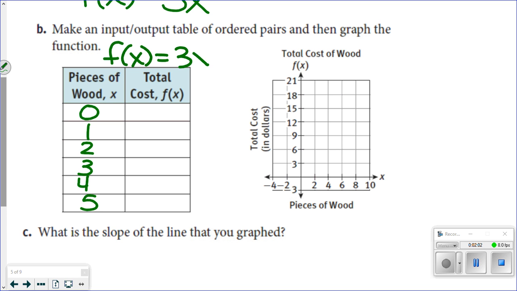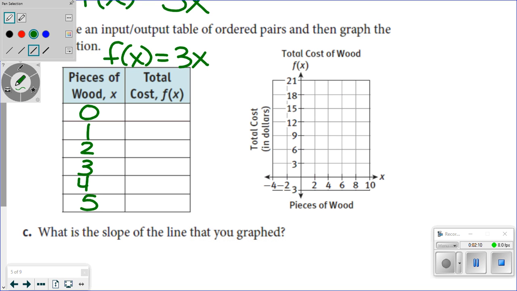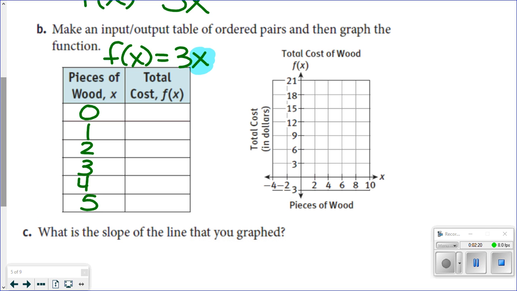Here's our function. I'm just rewriting it from the question above. If she buys 0 pieces of wood, we could take that 0, or any number of wood, and we could plug it in right here for x, substitution. Okay? 3 times 0, 0 pieces of wood is going to cost $0. 3 times 1, $3. 3 times 2, 6. 3 times 3, 3 times 4, and 3 times 5. Okay?